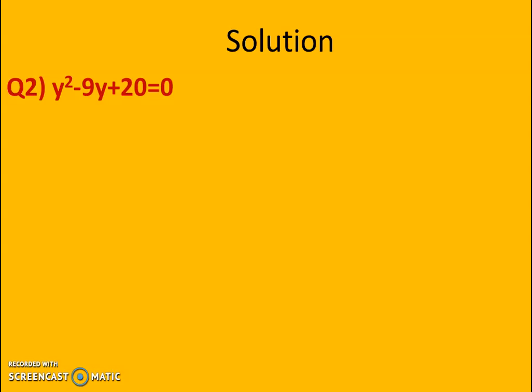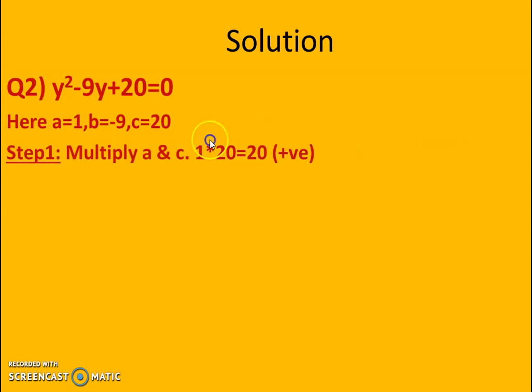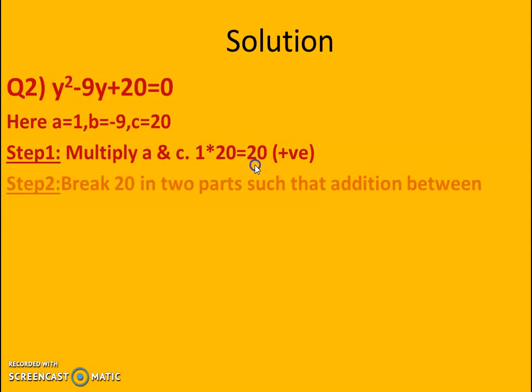So here we have y square minus 9y plus 20. It is clearly visible that the value of a is 1, b is minus 9, and c is 20. So the very first step is we need to multiply a and c. So 1 into 20 will give 20, and again this is a positive value, so we need to divide this 20 into two parts such that the addition between them is minus 9, and that is the coefficient of y.